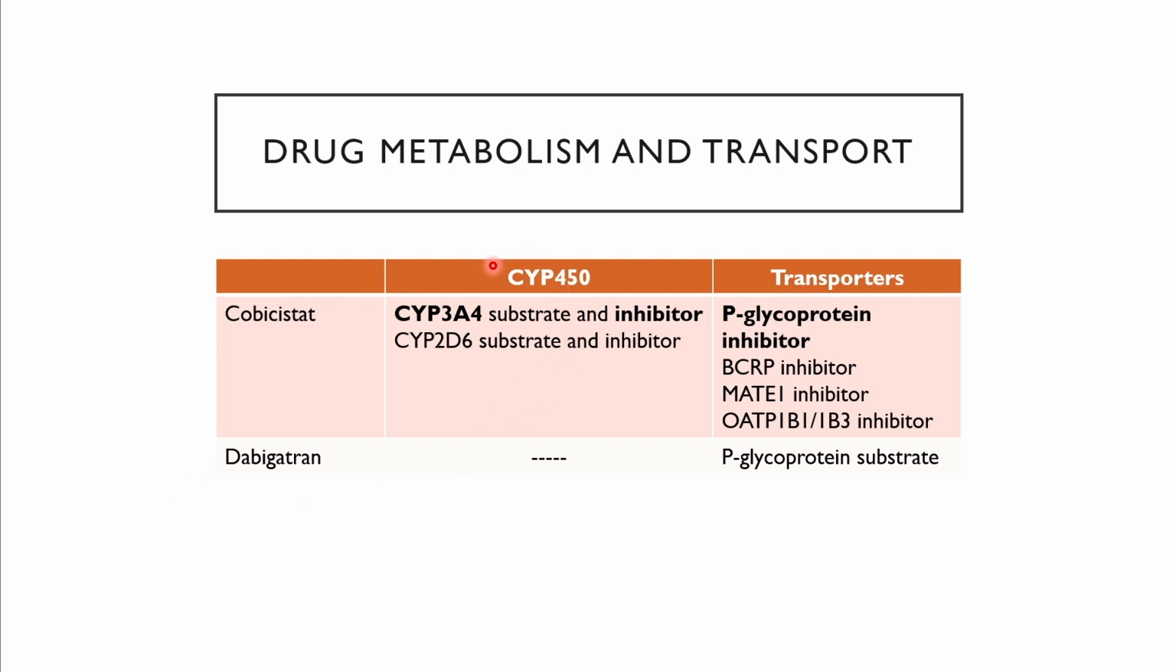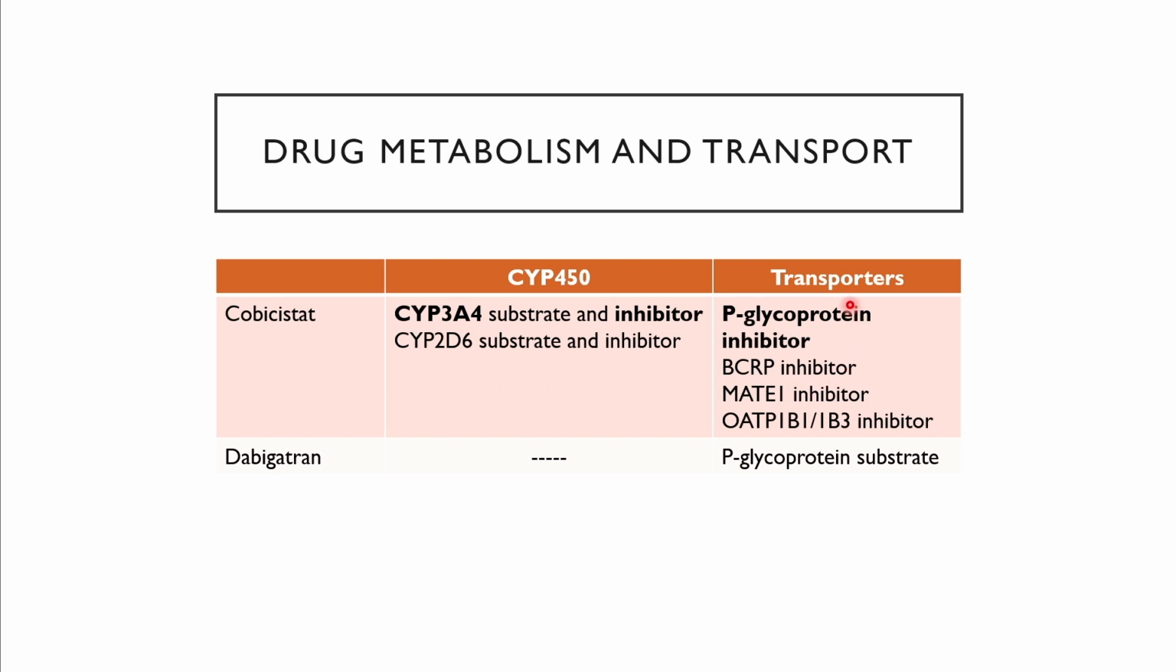When you pull data on how these drugs are metabolized or transported, you will note that cobicistat goes through CYP450 mediated metabolism. Specifically, as highlighted here, it's a strong inhibitor of CYP3A4 as well as a substrate for it. It also inhibits CYP2D6 to some extent.